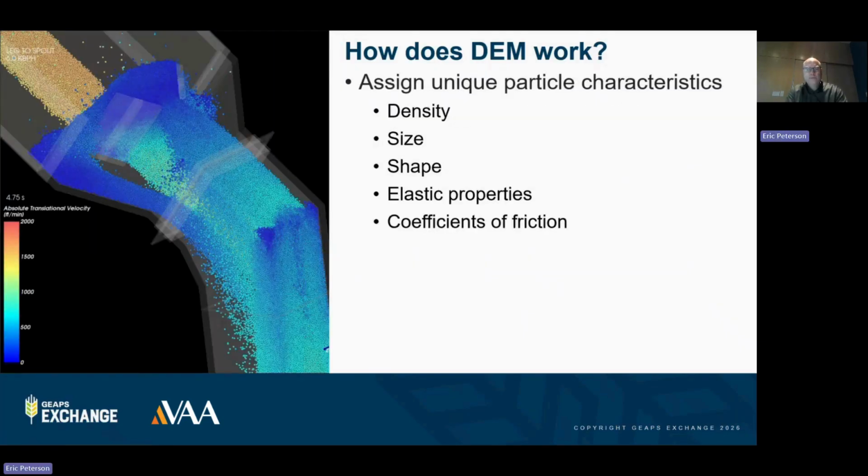So the way it works with the unique particles is that you go into the software and you have the capability of assigning the particle density, the individual weight of each particle, the size of the particle, the shape of the particle, its elastic properties, how squishy is it, the coefficients of friction, whether it be rolling friction that I described earlier, or just static friction or dynamic friction.